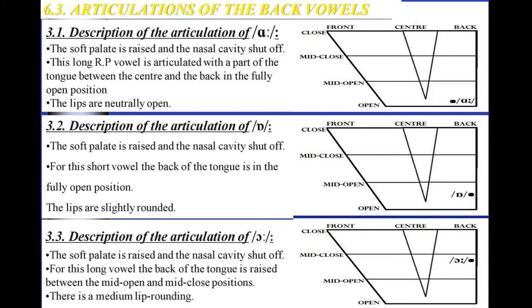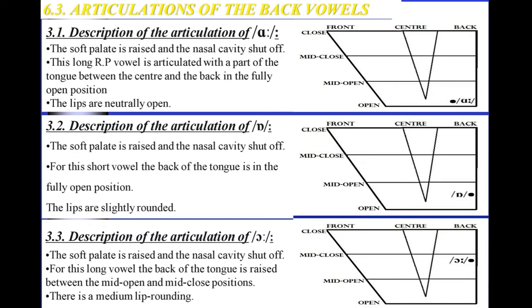The short O. Soft palate raised and nasal cavity shut off. For this short vowel, the back of the tongue is in the fully open position. Lips are slightly rounded.